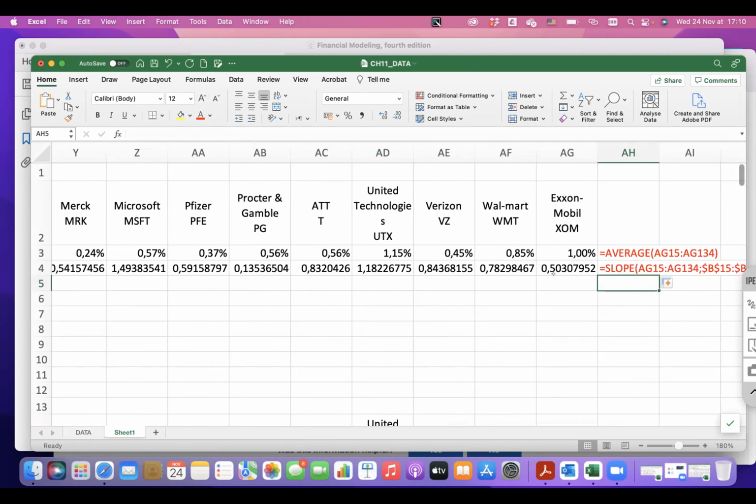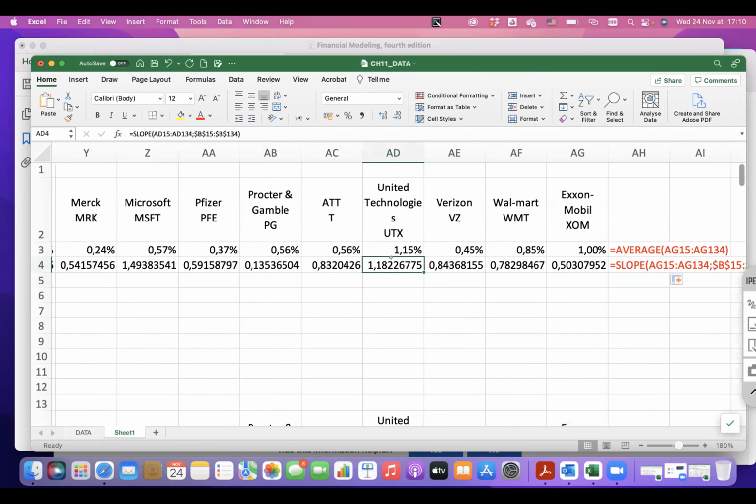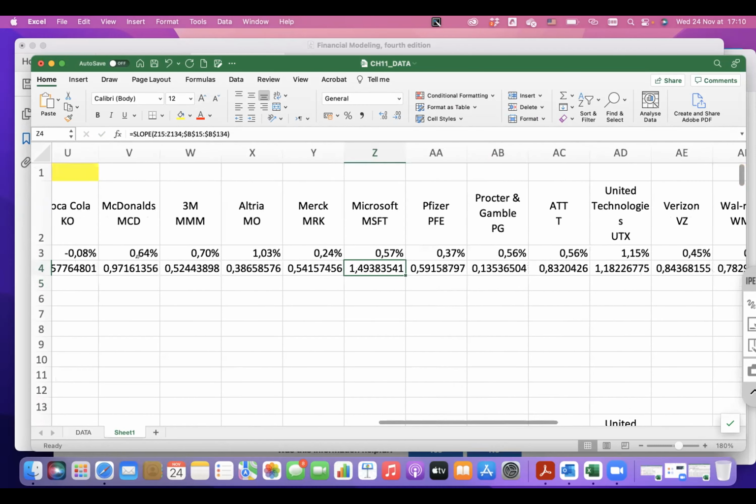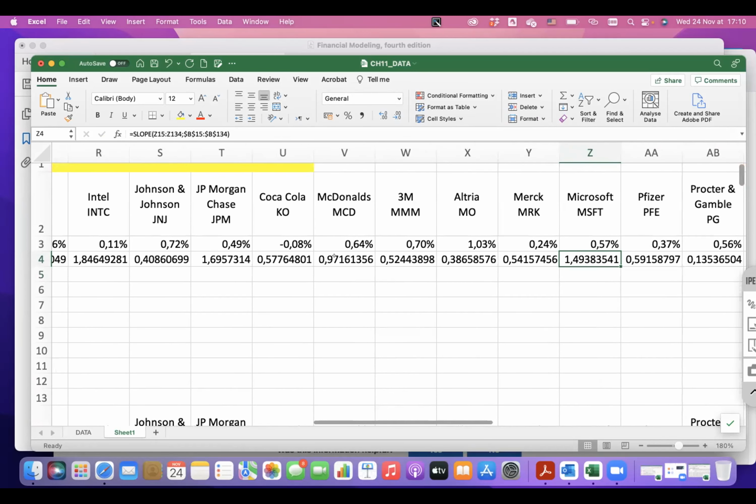For ExxonMobil, for example, it is 0.5, which means that ExxonMobil is a defensive stock. United Technologies is an offensive, aggressive stock. Microsoft is an aggressive stock. McDonald's is almost equal to 1, so McDonald's is the one which we would call duplicates the market movement. If you buy McDonald's, it's as if you have bought the market portfolio, because McDonald's is very close to 1. It moves in the same direction, with the same amplitude as the market.